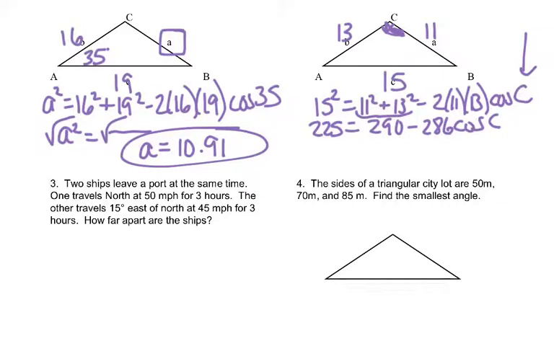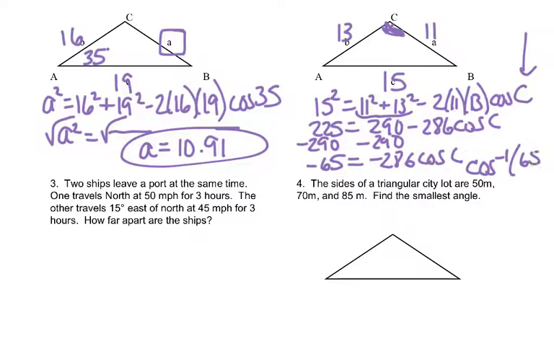Common errors: people think you can subtract those and get 4. They are not like terms. You're going to need to move the 290 over, so you get negative 65 equals negative 286 cos C, and then divide both sides and take the inverse cos. The signs will cancel, so you can just type that in, and it's 76.86 degrees, finding a side.